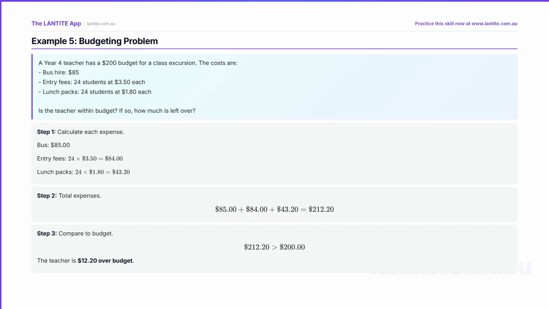A teacher has a $200 budget for a class excursion. Bus hire is $85. Entry fees are 24 students at $3.50 each, which is $84. Lunch packs are 24 students at $1.80 each, which is $43.20. The total is 85 plus 84 plus $43.20, which equals $212.20. That exceeds the $200 budget by $12.20. The teacher needs to find ways to reduce costs or request additional funding.